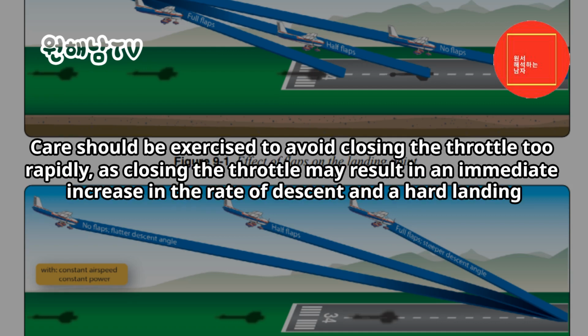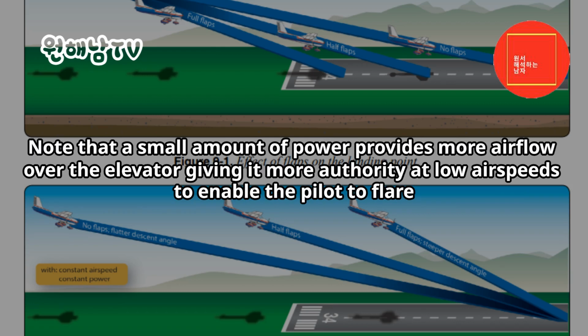Care should be exercised to avoid closing the throttle too rapidly, as closing the throttle may result in an immediate increase in the rate of descent and a hard landing. Note that a small amount of power provides more airflow over the elevator, giving it more authority at low airspeeds to enable the pilot to flare.